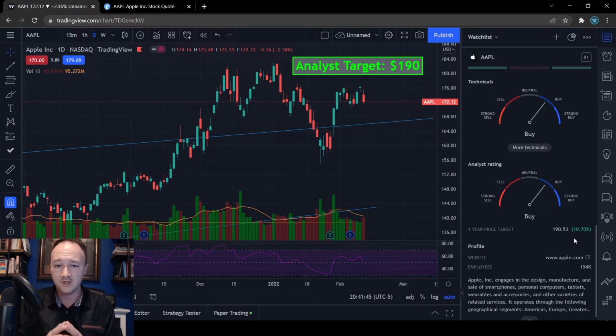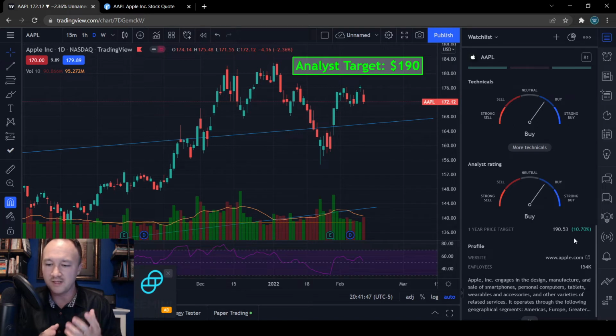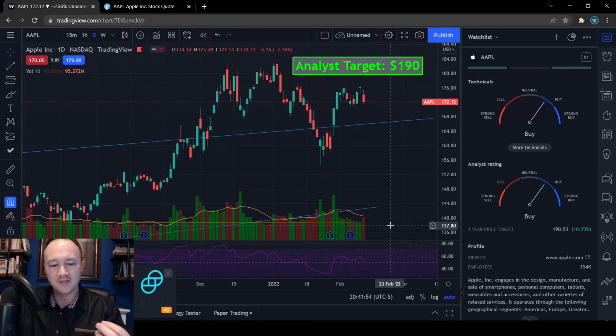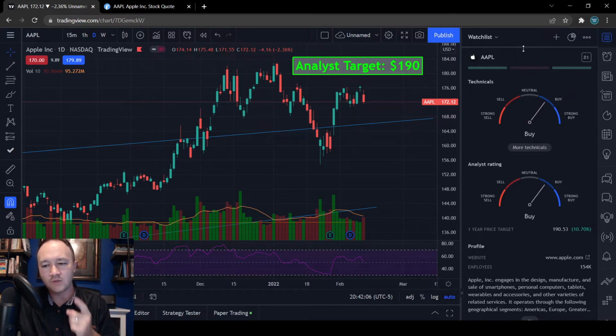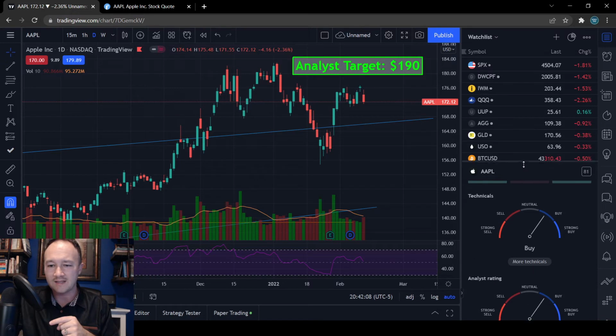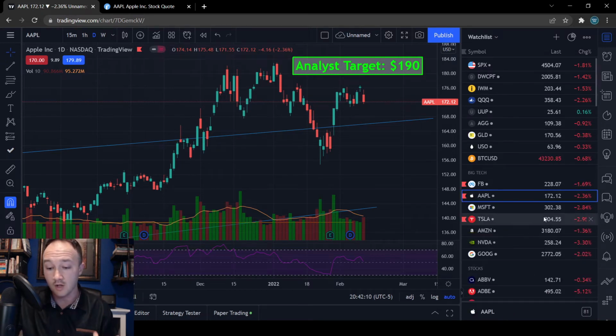Now that doesn't sound like much, but we're using Apple as an example here, and it's the biggest company in the world. Sorry, words are hard today, guys. It's not going to move that much, so we're looking at 10% to the upside over 1 year. It's a pretty conservative estimate, but it's because it's the biggest company in the world. So this is really good stuff when you start looking at some of these smaller companies.